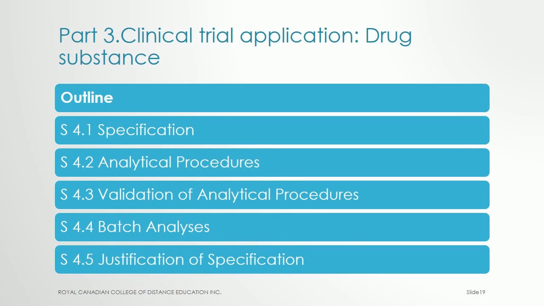Part 3. Clinical trial application, drug substance. I will describe the information required in the following sections of the clinical trial application. Specification. Analytical procedures. Validation of analytical procedures. Batch analyses. Justification of specification.